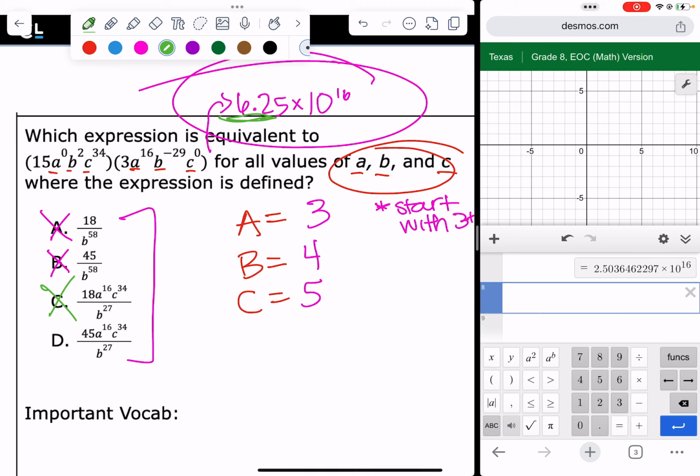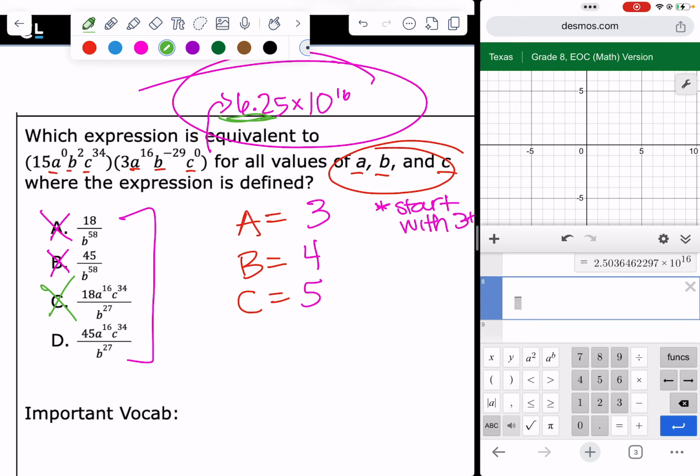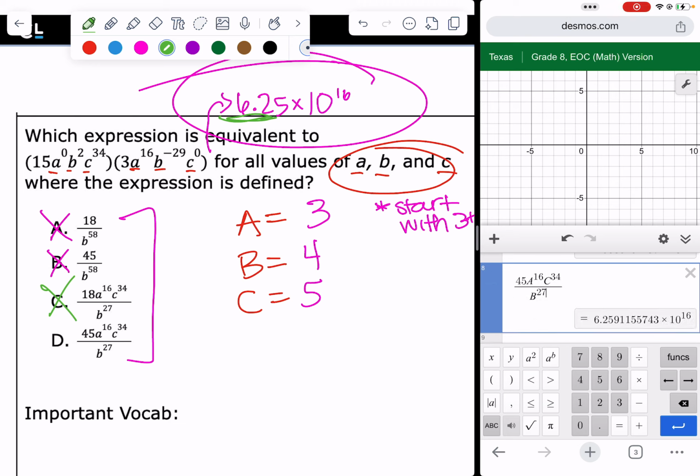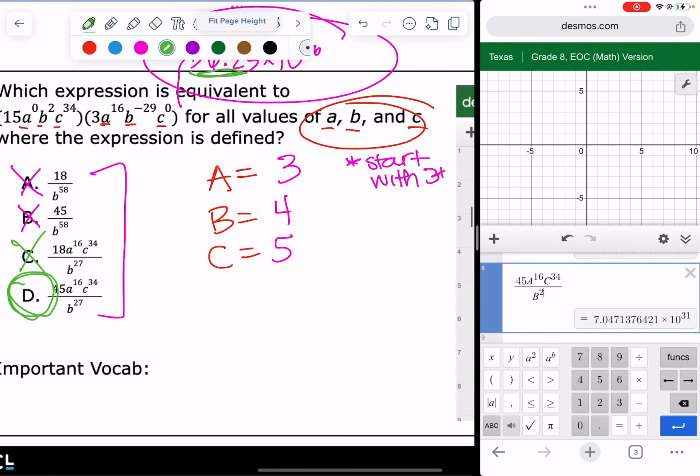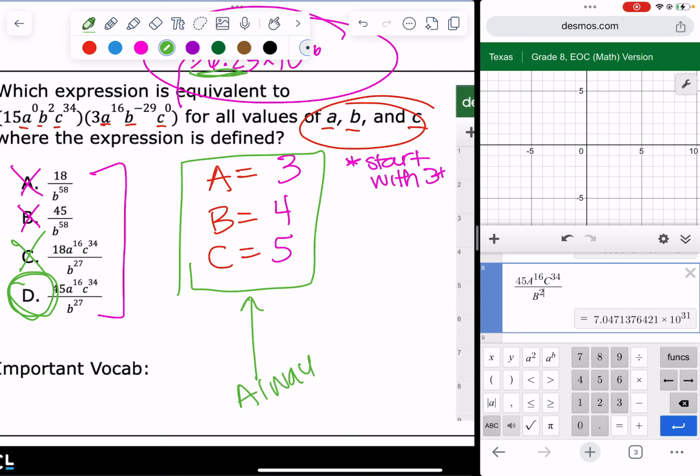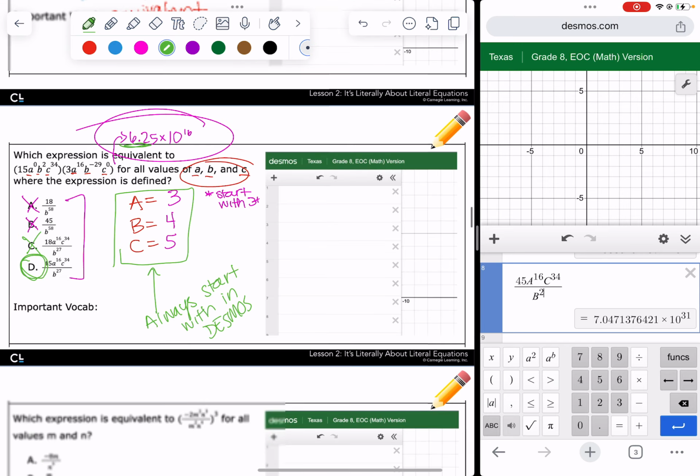So let's try D. We have the division. We have 45, big A, little 16, big C, little 34. Then I have B, 27, and that gives me 6.25 times 10 to the 16. So D would be my answer. Okay. So, super important, we always start with this in Desmos. So, go ahead and give the other ones a try.